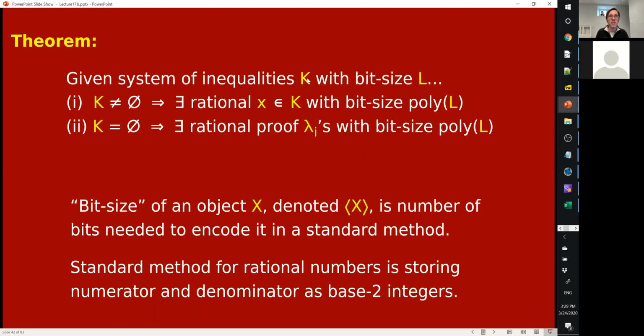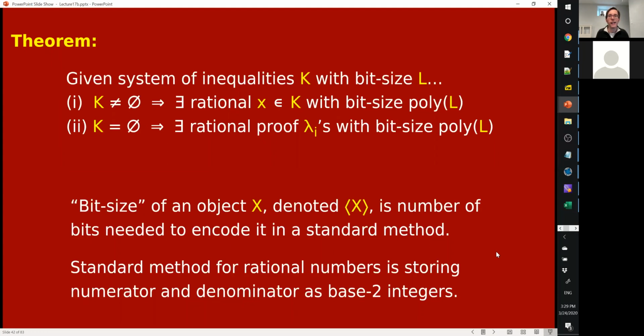Let's say you're given a system of inequalities K, and it's traditional in linear programming to write capital L for the number of bits needed to encode K. This is a number like m plus n plus the encoding length of all the numbers in the inequalities. That's L. And you're in good shape. If K is non-empty, there is at least one solution. Then not only is there a rational solution x, but there's one that you can write down with poly(L) bits. And if K is the empty set, then there exists a rational proof, these lambdas, that also have only polynomially many bits in L.